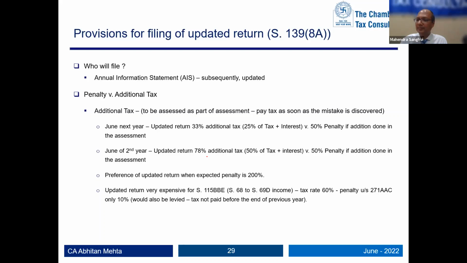The fun comes when it is an addition under 68 to 69D, because there the tax rate is 60%, and you have to pay 25% of that. So it comes to 75%, that too plus interest. So it may not be a workable solution to file an updated return in that case. So this is the broad way one has to look at an updated return.